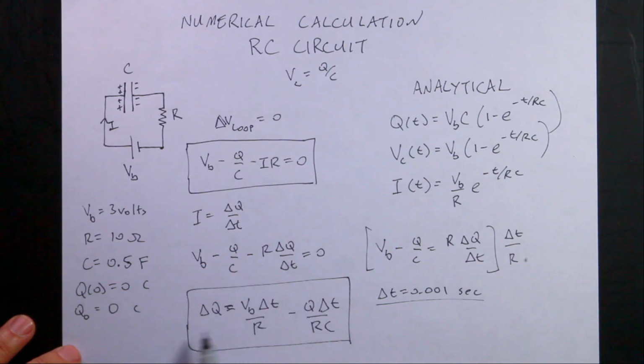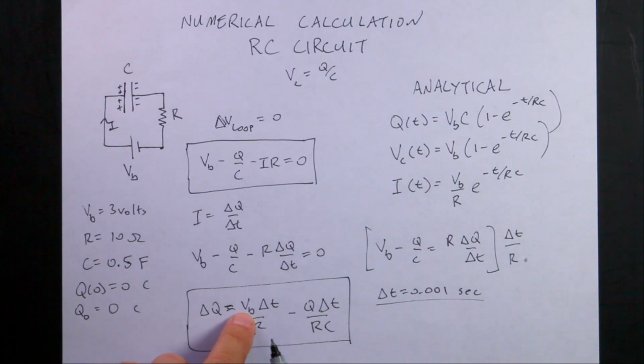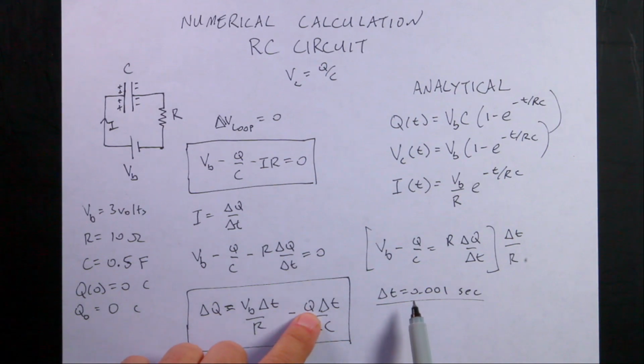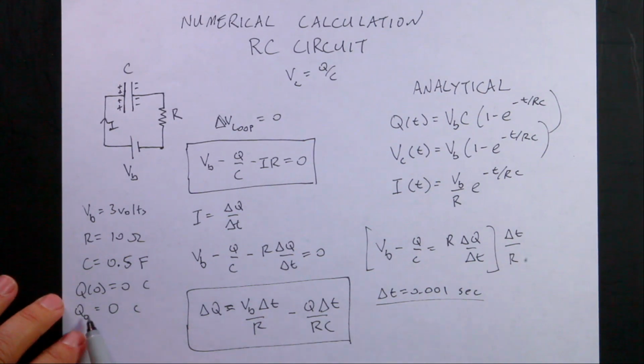Then I can use this equation to find out the change in charge. I solved it for delta Q. I can put in 3 volts. Delta T is 0.001 seconds. R is 10. Q is, well, there's 0 charge on the plate. I'll put in 0. So that whole thing's 0. And I'll get delta Q. And then that's the charge at t equals 0.